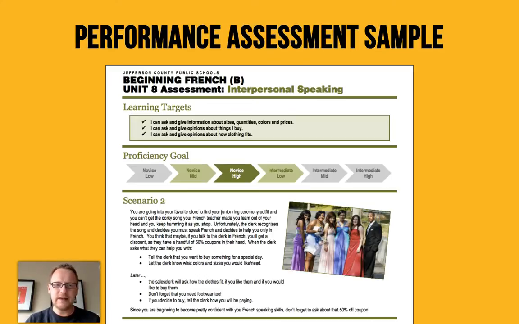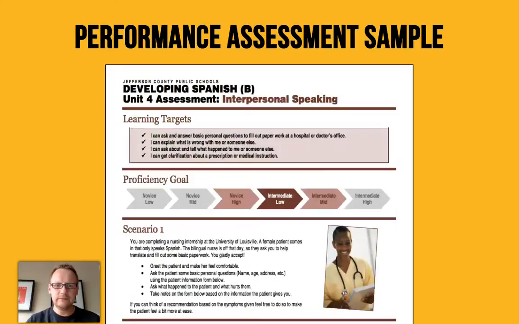Okay, here's a second example. Looks to be again an interpersonal speaking example for a Spanish class, developing Spanish. So that'll be a second year Spanish course. Once again, we have some learning targets at the top, an intermediate low proficiency goal, and this is the scenario.